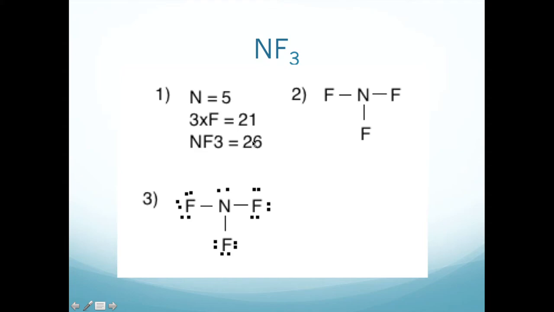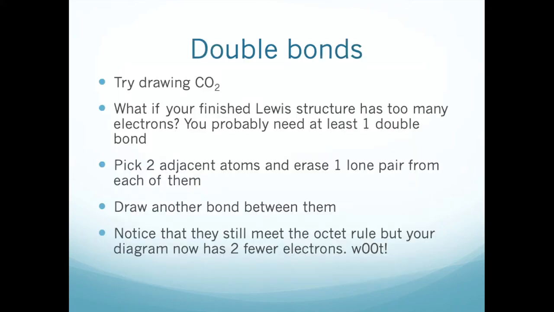Does our diagram have 26 electrons? 2, 4, 6, 8, 10, 12, 14, 16, 18, 20, 22, 24, 26. This diagram has 26 electrons, so we don't need to draw any double bonds here. This has the right number of electrons, and we can stop here because we've met the 2 requirements for a good Lewis structure. All of our atoms are meeting the octet rule, and we have the right number of electrons, in this case 26.